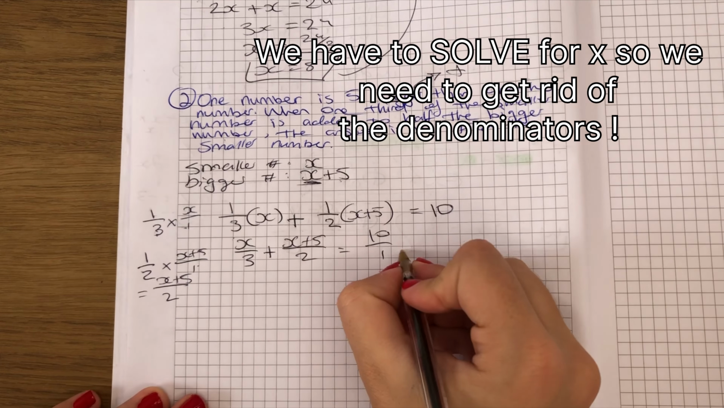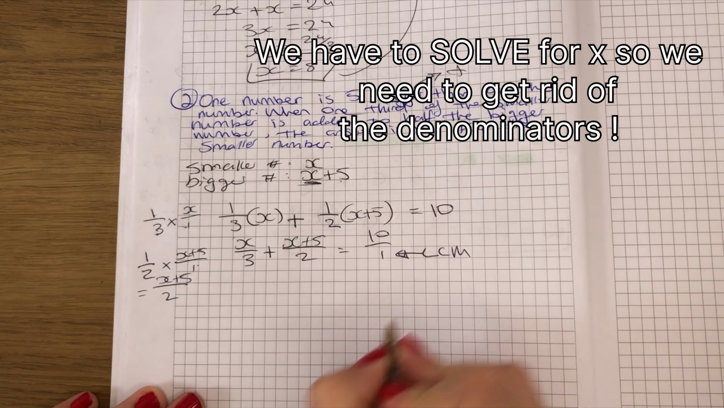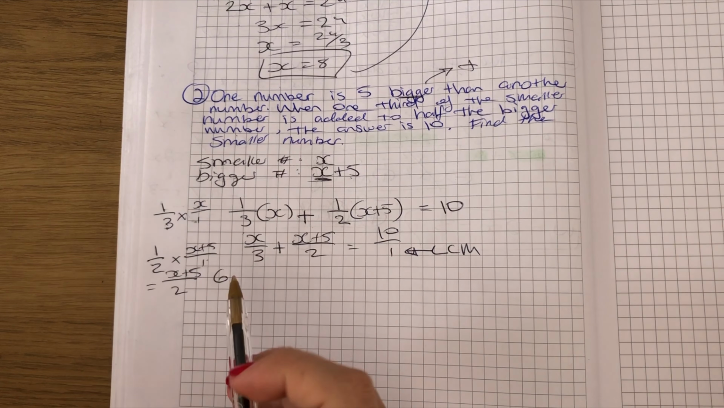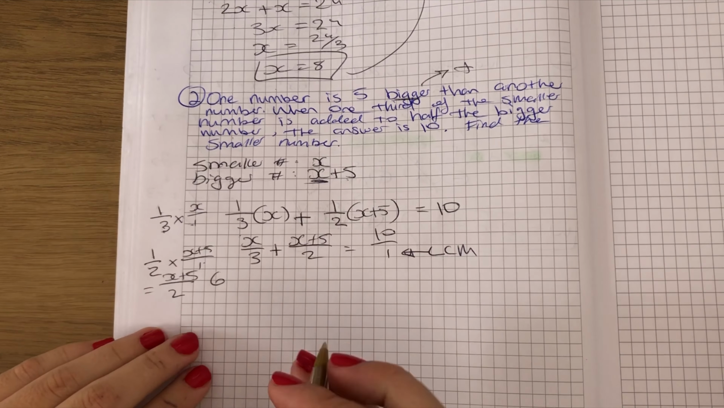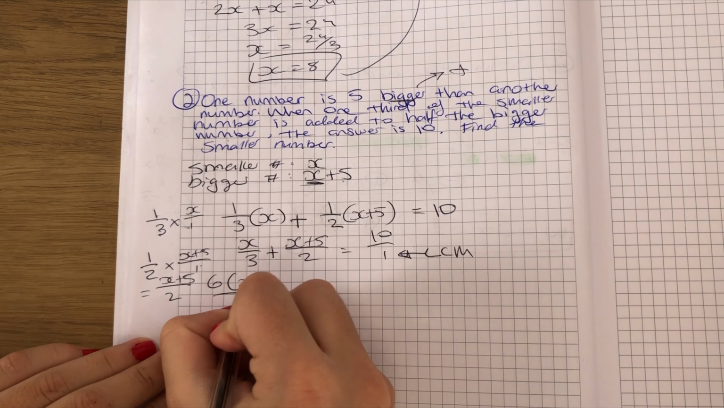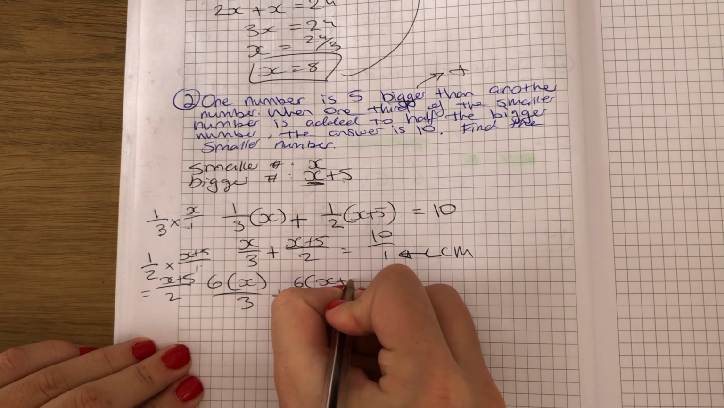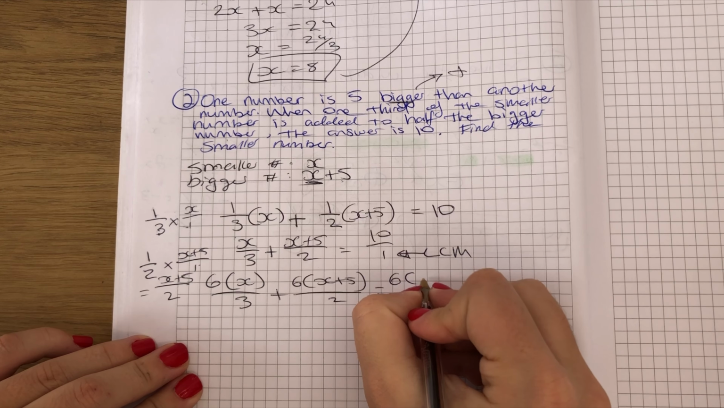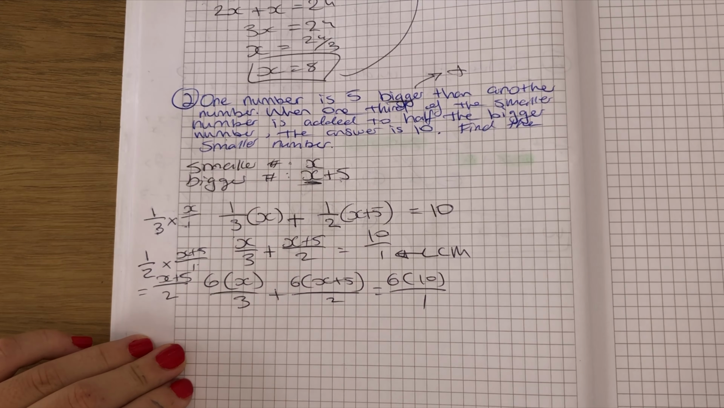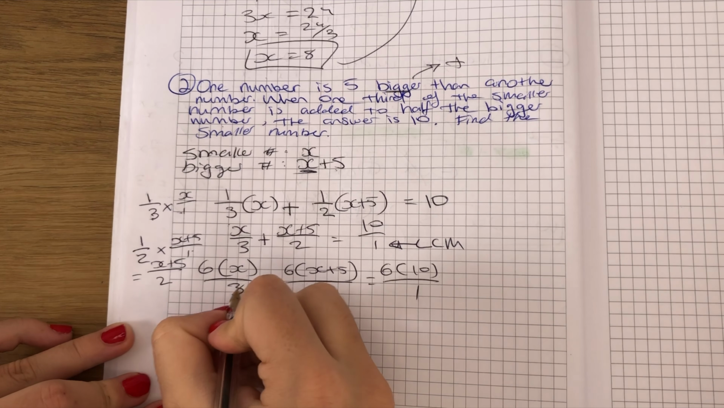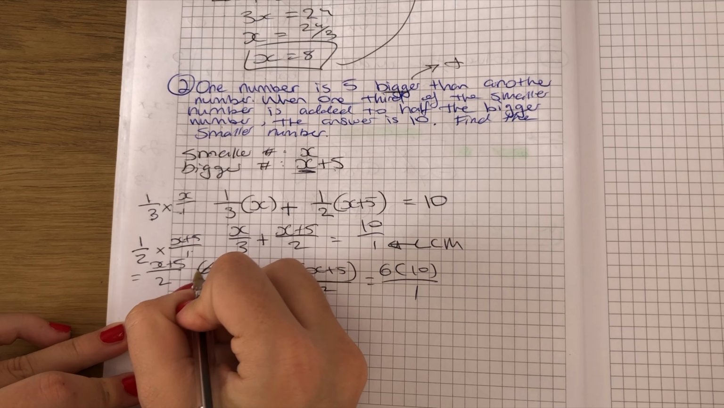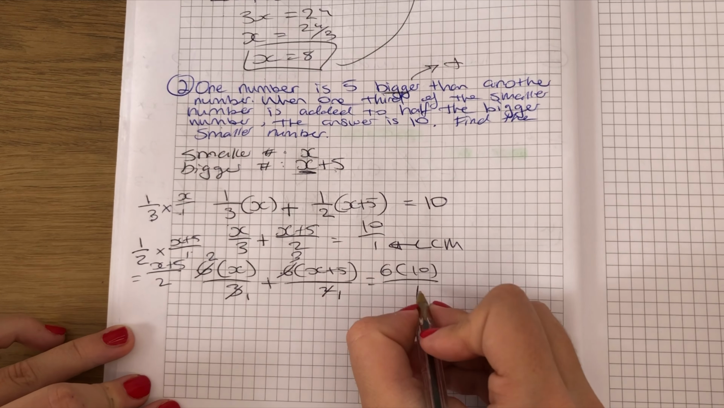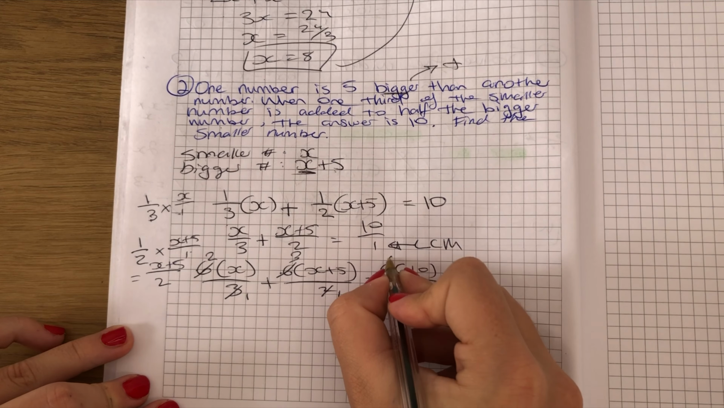So what is the lowest common multiple? The lowest common multiple would be 6. So we have to multiply 6 by all of the numerators. So 6 multiplied by x all over 3 plus 6 multiplied by x plus 5 all over 2, which would give us 6 multiplied by 10 all over 1. So now we have to cancel all of these out. So 3 into 3 goes in once, 3 into 6 goes in twice, 2 into 2 goes in once, 2 into 6 goes in 3 times, 1 into 1 goes in once, 1 into 6 goes in 6 times.